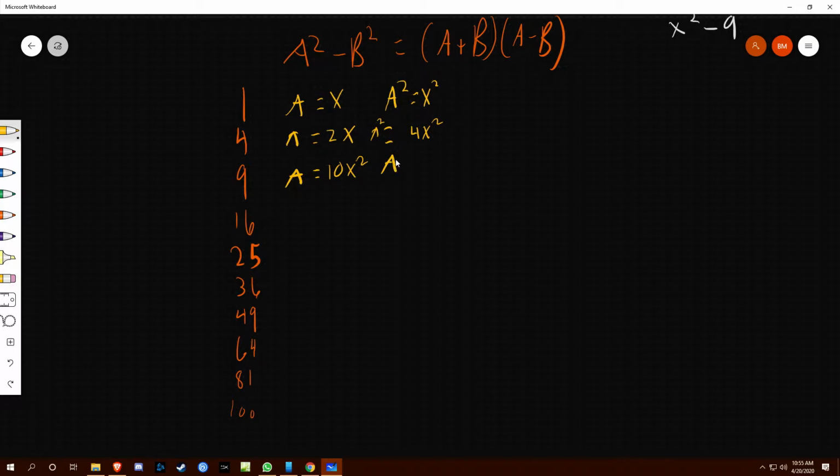Down here, this would be 100x to the fourth. We could even have a equal to two variables, an x, y. So this would tell me that a squared equals x squared y squared. So what we'll see is going to be different than what we're going to utilize when we solve the problems.